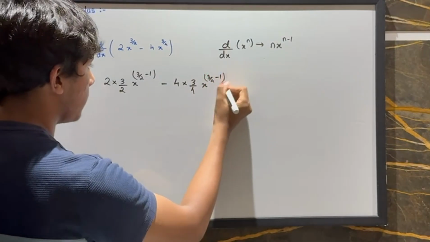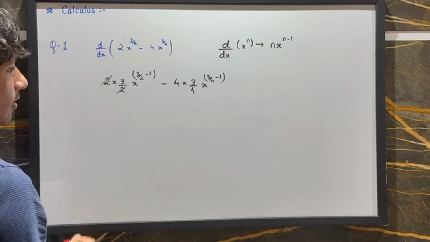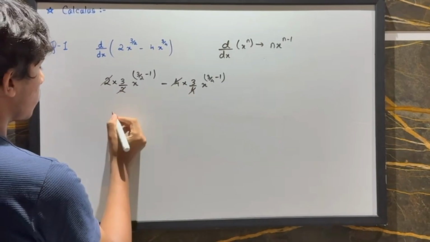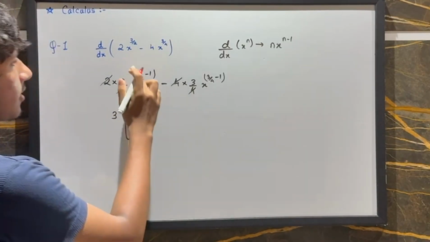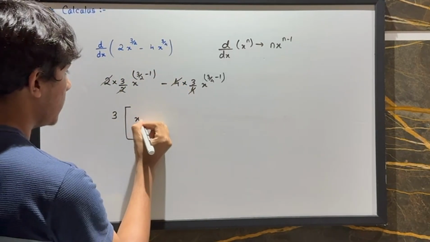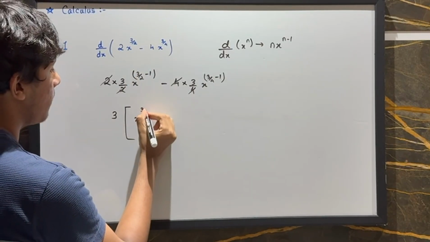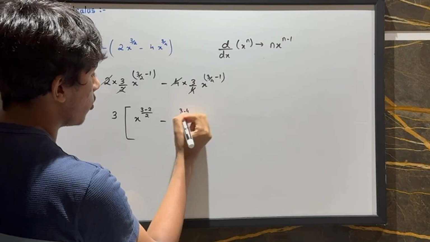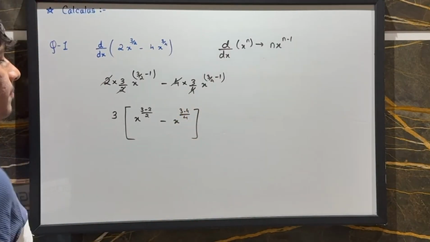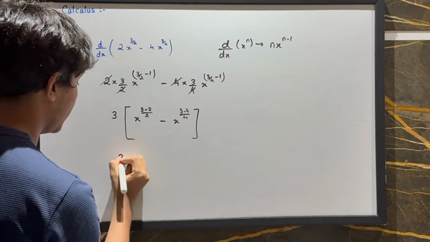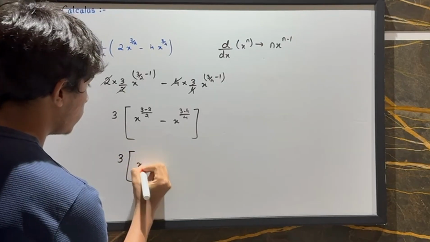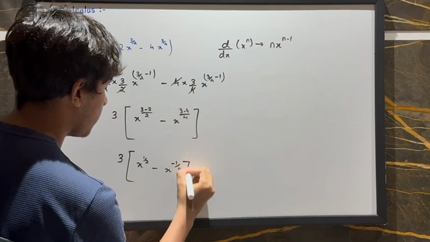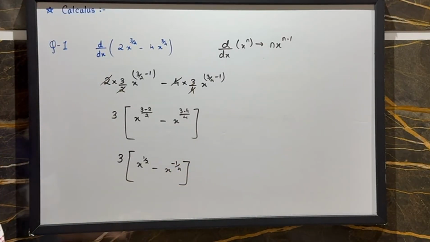So now we'll just have to simplify this question. Here 2 and 2 get cancelled out, 4 and 4 get cancelled out. There is 3 on both the sides, so we can take 3 common, and we'll just have to take LCM here, which is x to the power 3 by 2, which is 3 minus 2 over 2, minus x to the power 3 minus 4 over 4. I just took the LCM and I'm going very slow to make you understand each and every step, which would be x to the power 1 by 2 minus x to the power minus 1 by 4. This is your final answer for this differentiation question.